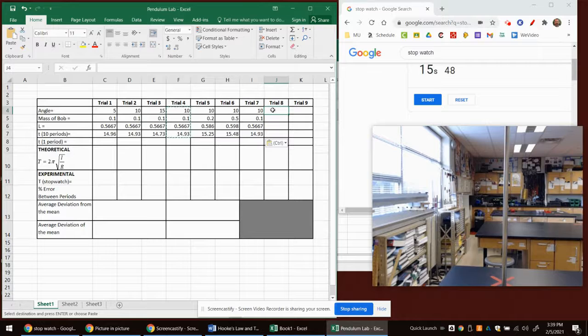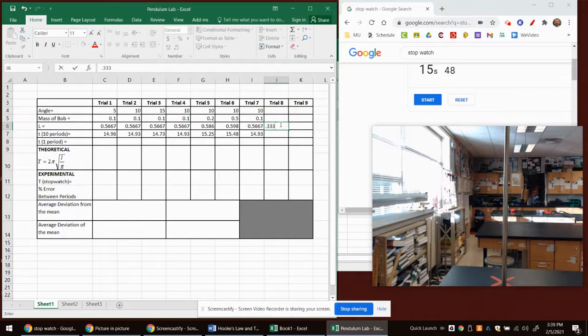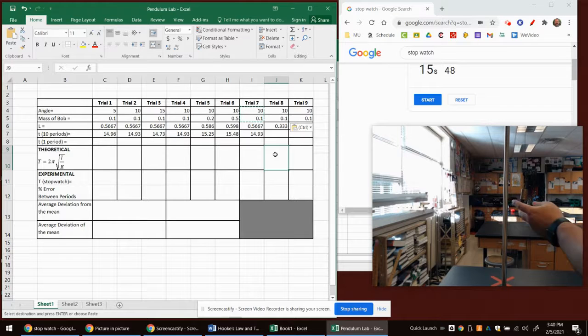And the length of this ends up to be just about 33.3 centimeters. I'll write that one down. Again, we're going to keep the angle and the mass of the bob the same throughout this portion of the lab. And when I pull it back by 10 degrees and I let it go, it starts oscillating.